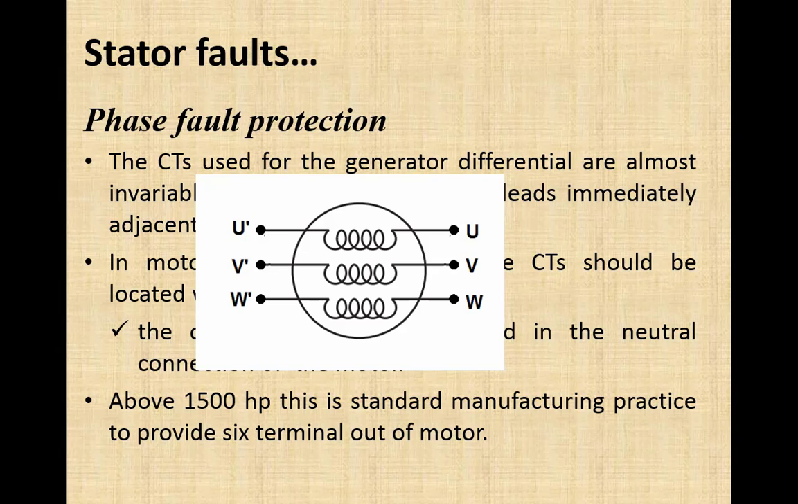This is standard practice. Why do we have the terminals accessible in this way? So that we can include the three CTs in the neutral circuit. Because here at U prime, V prime, W prime, these three ends, we will connect the neutral point. First we thread these three conductors through the core of the CT and then make a neutral, so that we can insert a CT in the neutral circuit. But if this neutral is already made inside the machine, then it is not possible to insert three CTs in the neutral circuit.